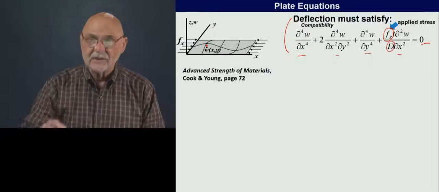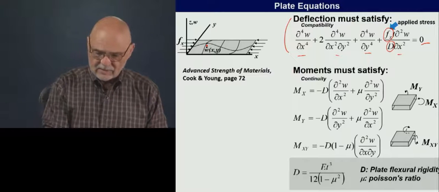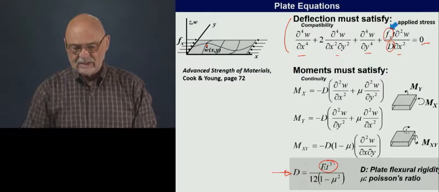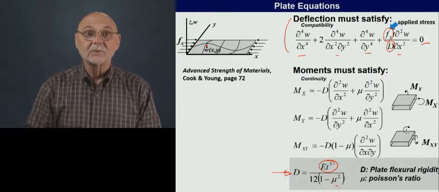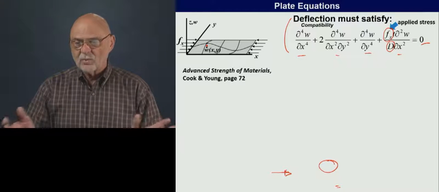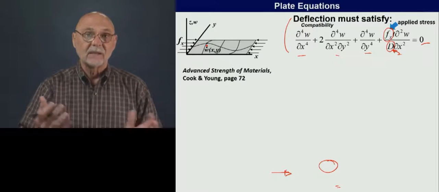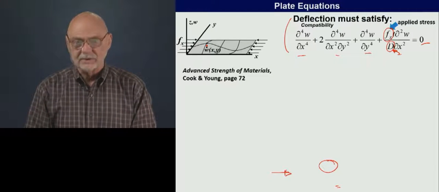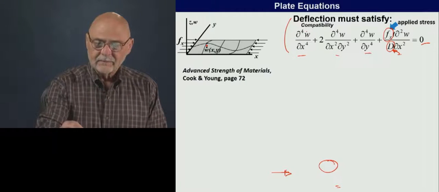D is the plate rigidity, so it's down at the bottom here. D depends on Young's modulus, the thickness of the plate, and Poisson's ratio. The important thing here is, once we pick a material, D is just a number that depends on the thickness of the plate, primarily, and some material properties. So what else do we got here?